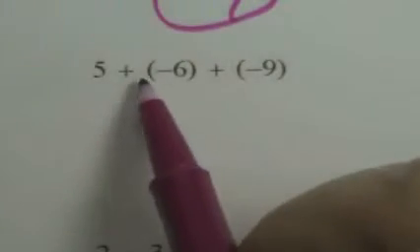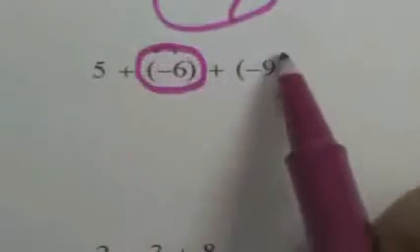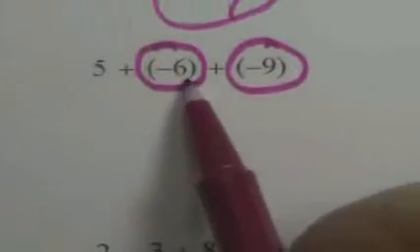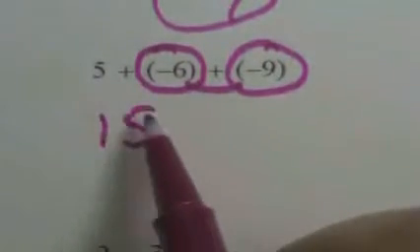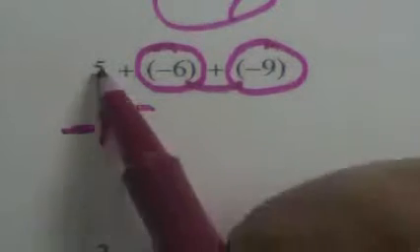Okay, here, 5 and negative 6. That's a negative. And negative 9. All right, so how many negatives do I have here? 6 and 9, that's 15. 15 boys.